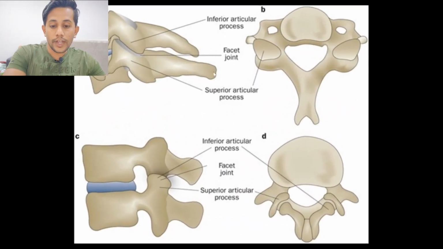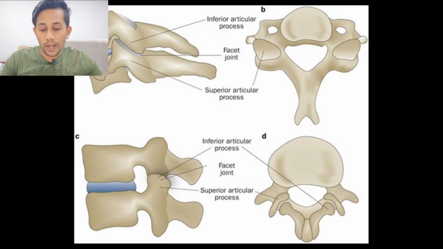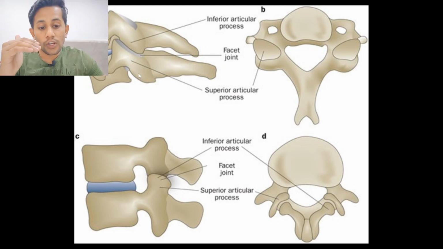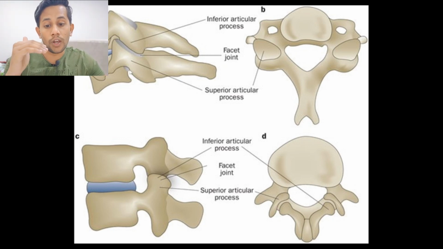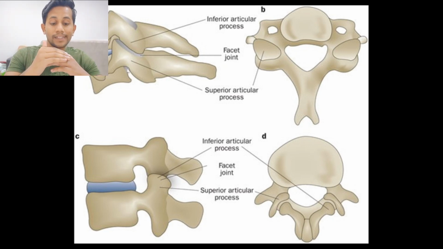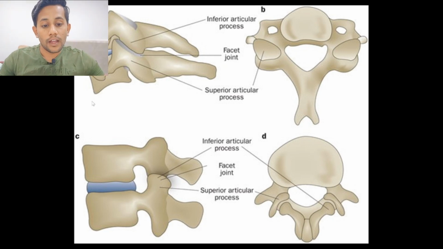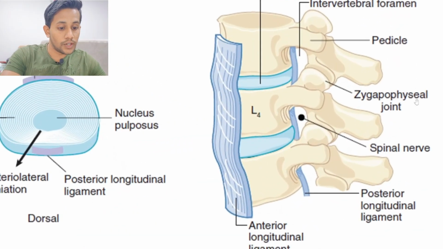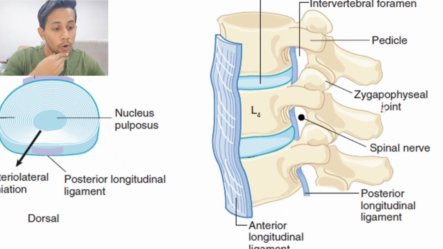Here, this is our intervertebral disc, but if you take a look at the posterior side, we have the articular process. This foramen is made by the inferior articular process of the vertebra above and the superior articular process of the vertebra below. Both of these processes are joined by a facet joint. What's the name of this facet joint? Let me go back. It is called the zygapophyseal joint.